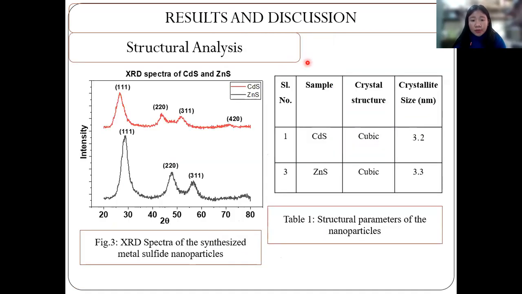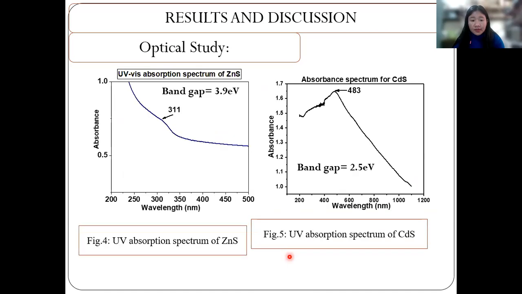The structural property of the samples was investigated using XRD. From the XRD spectrum, both the samples were observed to be cubic crystal, and their crystallite size was calculated using the Debye-Scherrer formula, and the crystallite sizes were obtained to be 3.2 and 3.3 nanometer respectively.